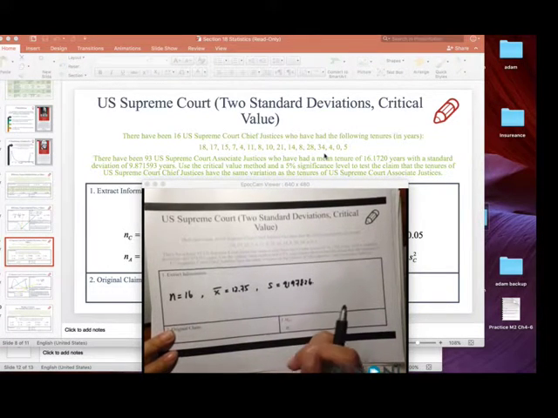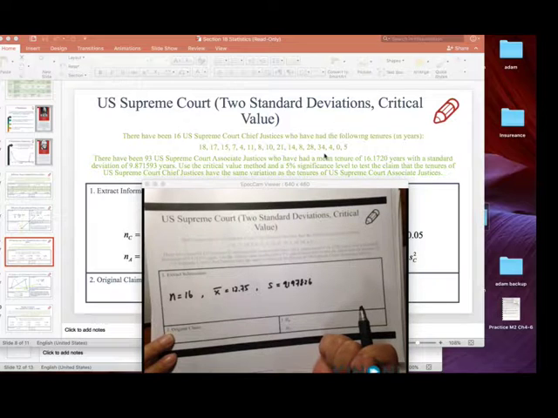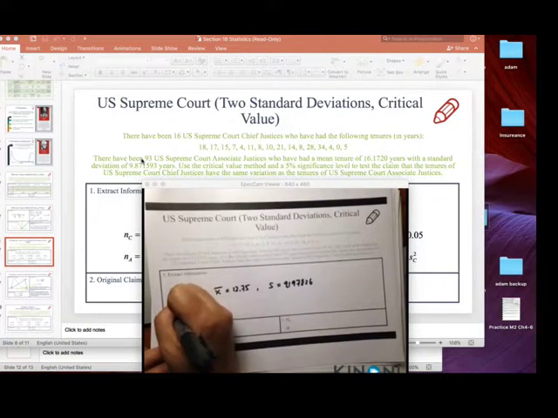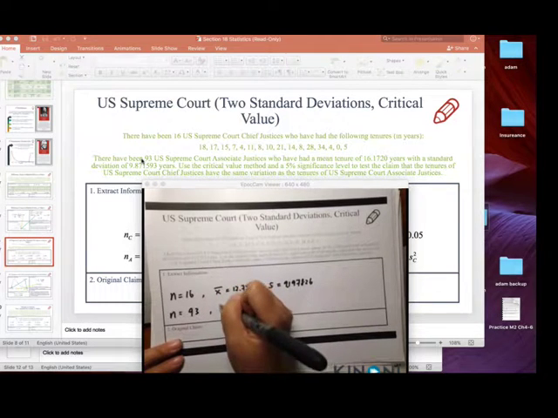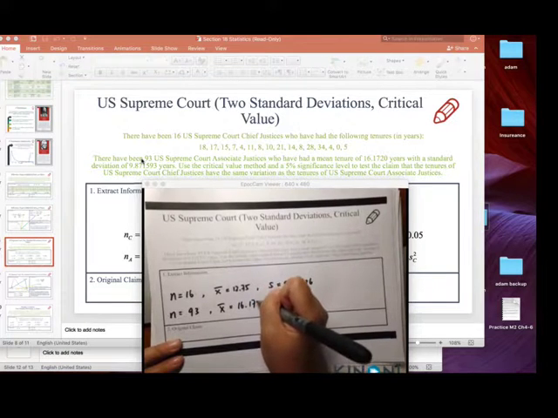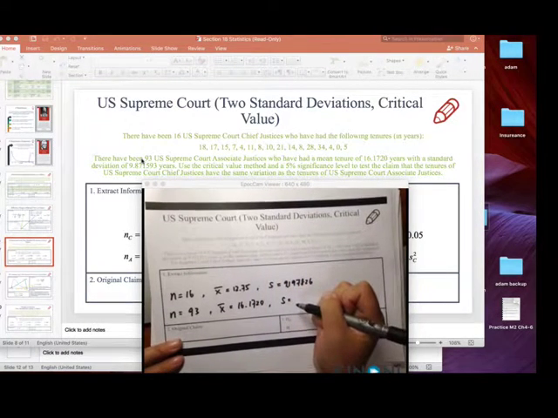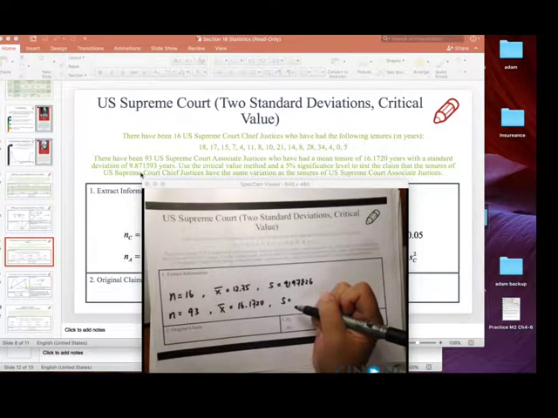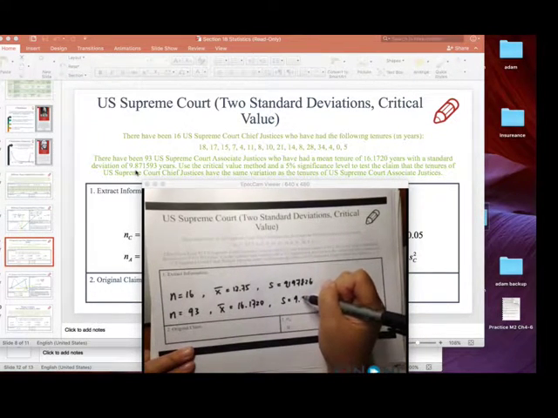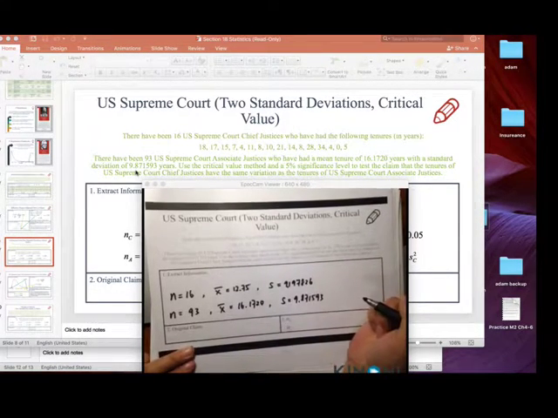And then I have another data set, the Supreme Court associate. So this one, they give us the statistics summary. So first, I have a sample size n equal to 93. The sample mean will be 16.1720. And then the S here, the sample standard deviation, will be 9.871593. Okay.